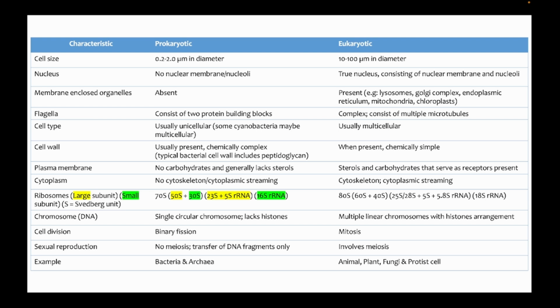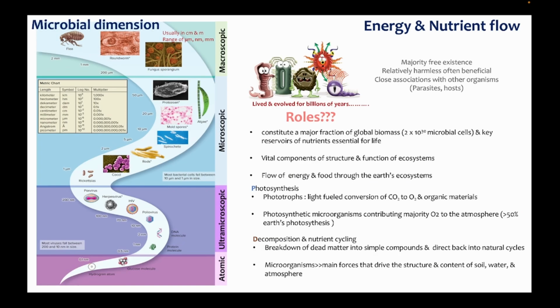Sizes range from macroscopic, microscopic, ultramicroscopic, to atomic. Anything that is microscopic, you can no longer see with your naked eye. Now, the role of microbes in energy and nutrient flow. Microbes are small, right? But if you estimate the total microbial biomass in the world, you realize that it is actually the largest component. But if I were to ask you what is the most abundant, most numerous organism in the world, it's viruses, right?